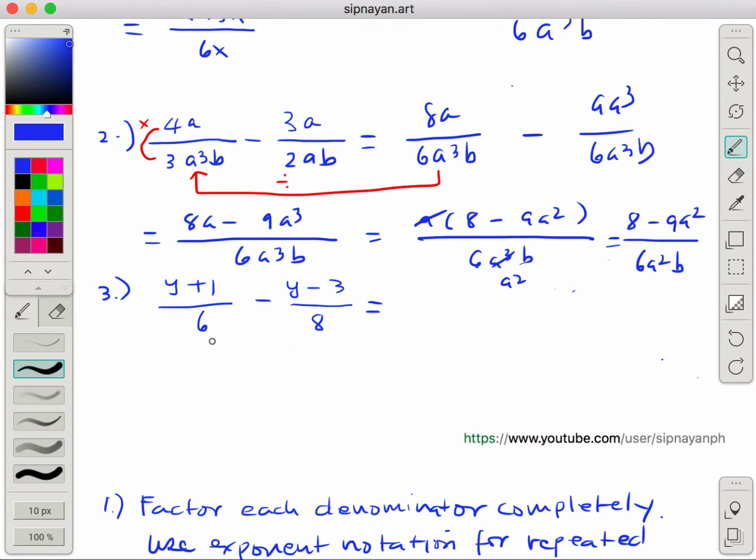Okay, so this time, the 6 and 8, what is the LCM? For 6 and 8, I think it is obvious to some, no? It is 24. But if you forgot, you can use the ladder method.